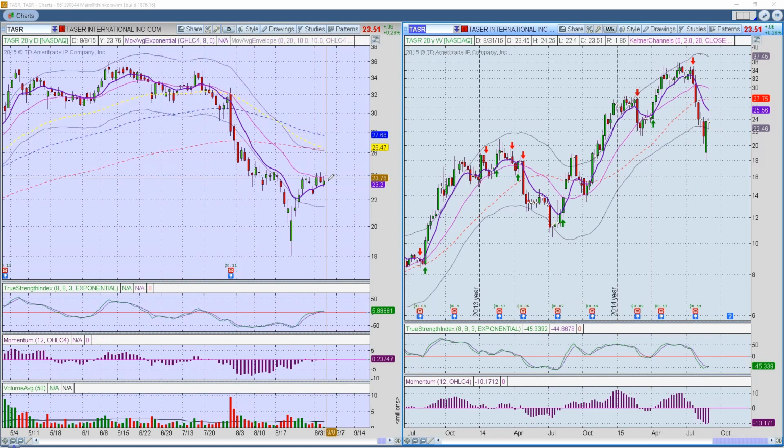But it certainly hasn't given us a signal back to the downside, but it is not a strong looking stock.